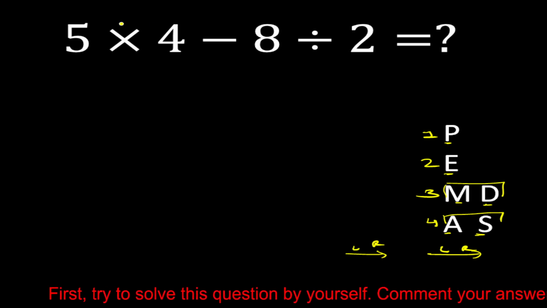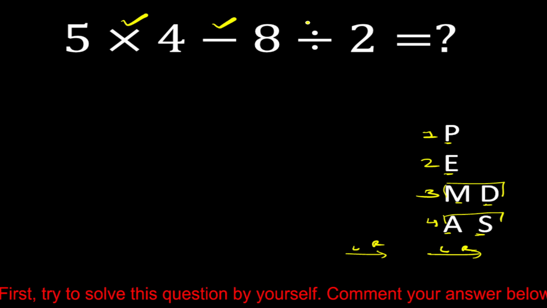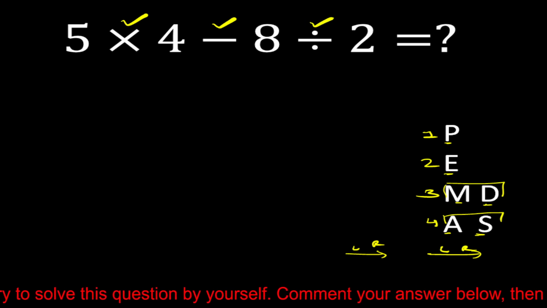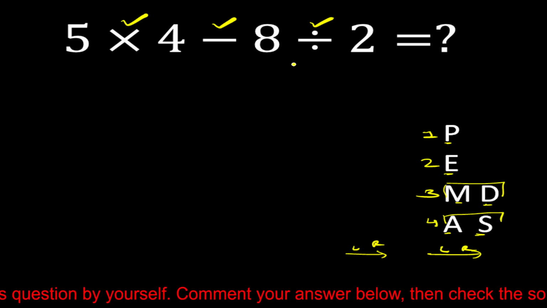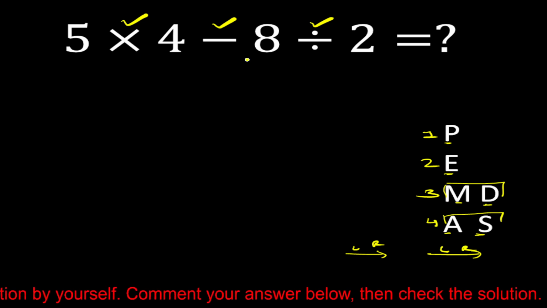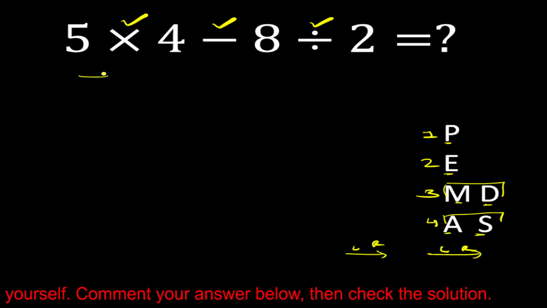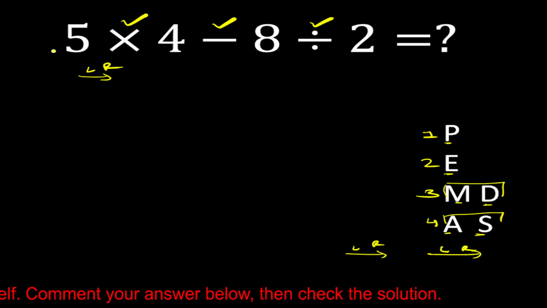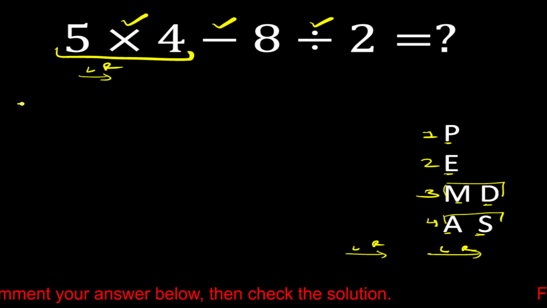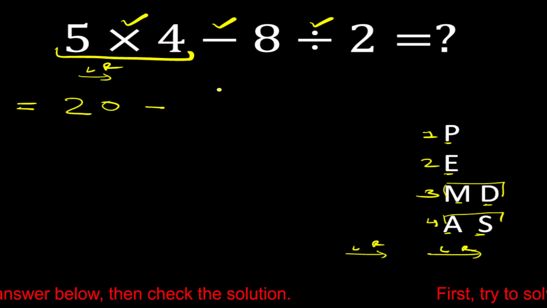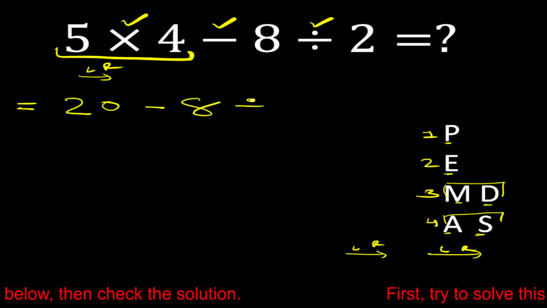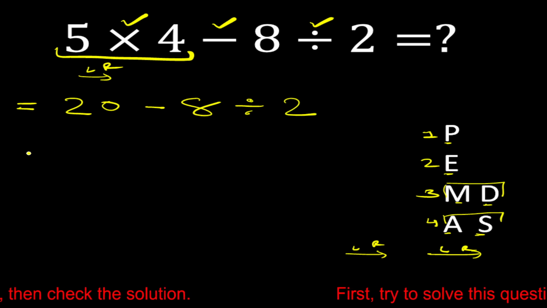In this question we have one multiplication, one subtraction and one division. So first we have to solve multiplication and division, and since both have equal priority, we solve from left to right. So first we solve this multiplication: 5 multiply 4 is equal to 20, minus 8 divide 2.